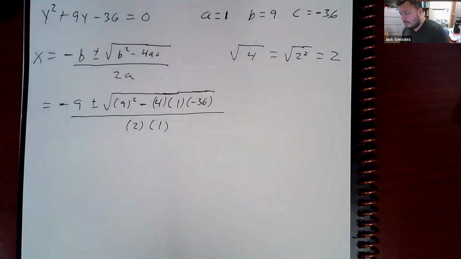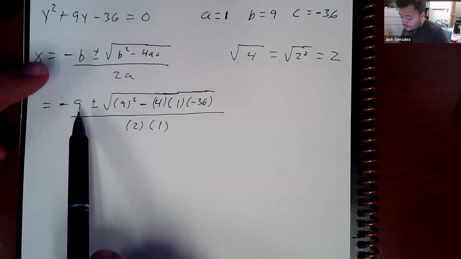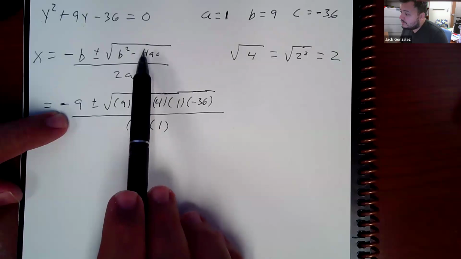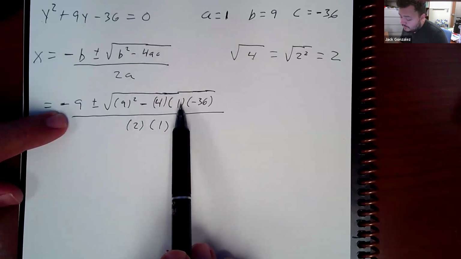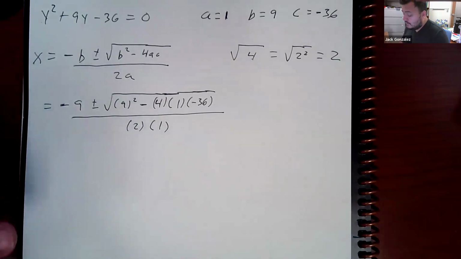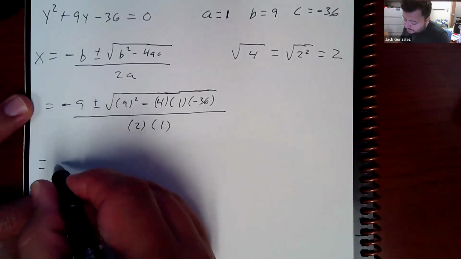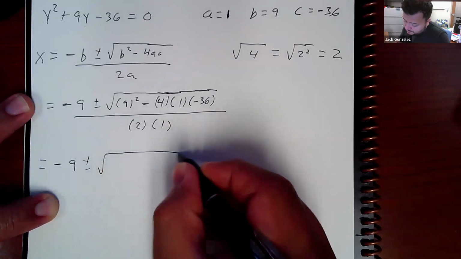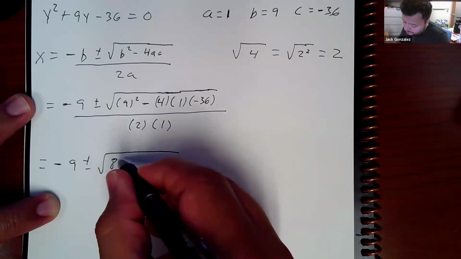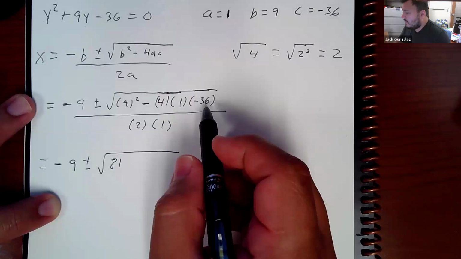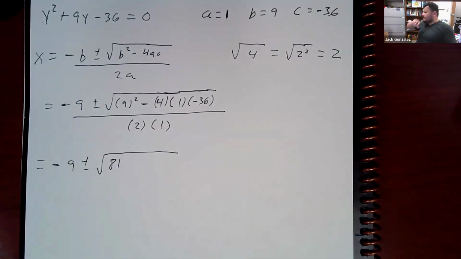So we plugged in the B there again. -4, that's just built in, times A, which is 1, times C, which is -36, over 2A, 2 times 1. Just multiply numbers, add numbers. So 9 squared is 81. -4 times 1 times -36. Is that 144?